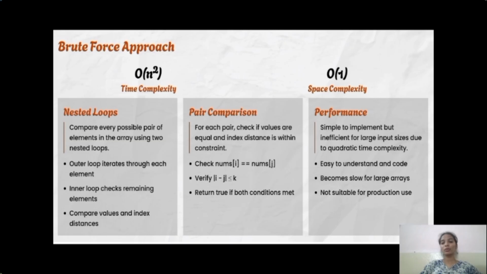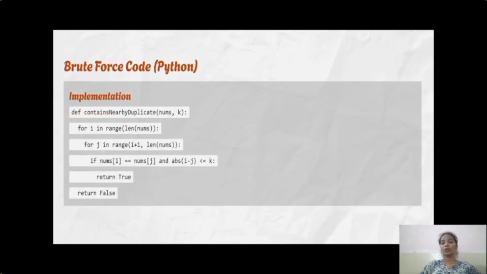This is the brute force code in Python. The first loop selects one element, and the second loop compares it with others. If values are equal and the index distance is within k, we return true. If nothing matches, we return false.